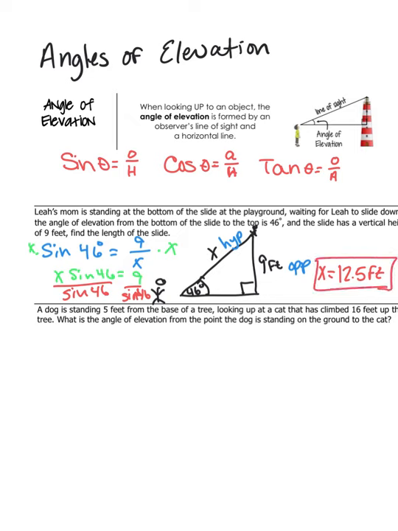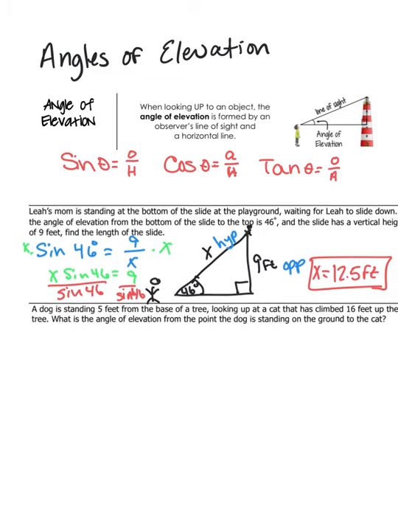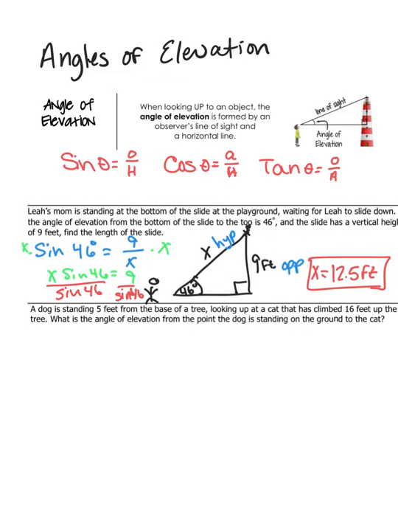The next problem. A dog is standing 5 feet from the base of a tree, looking up at a cat that has climbed 16 feet up the tree. What is the angle of elevation from the point the dog is standing on the ground to the cat? So we have a dog looking up at a cat. So I have a tree. And in my tree is a cat.